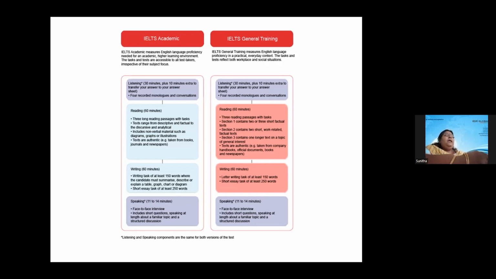And speaking is 11 to 14 minutes for both. It will be a face-to-face interview, which includes short questions, speaking at length about familiar topics, and a structured discussion.